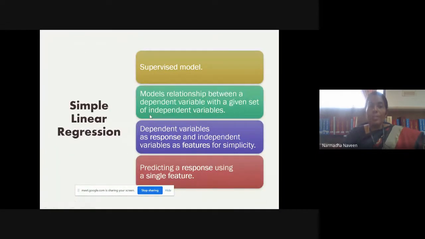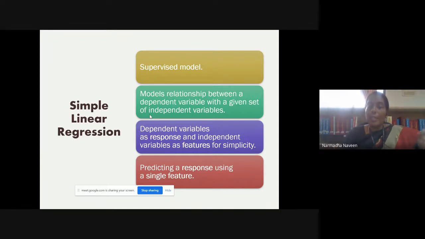So the simple linear regression comes under the supervised model. You all know that a supervised model is a model in which you have your input features with labeled output responses. And this models the relationship between a dependent variable and an independent variable. When we take regression into consideration, there are different categories of regression. We have simple linear regression, we have multiple regression. One such is simple linear regression.